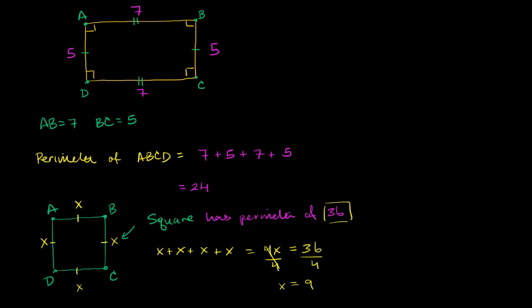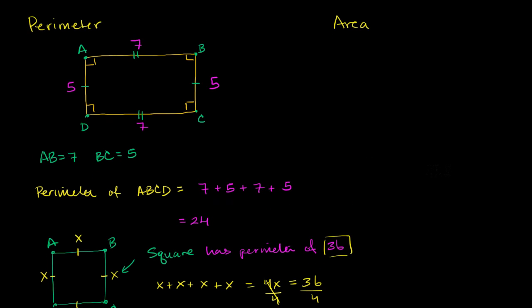So that is perimeter. Area is kind of a measure of how much space this thing takes up in 2 dimensions. And one way to think about area is if I have a 1 by 1 square. And when I say 1 by 1, it means you only have to specify 2 dimensions for a square or rectangle, because the other 2 are going to be the same.